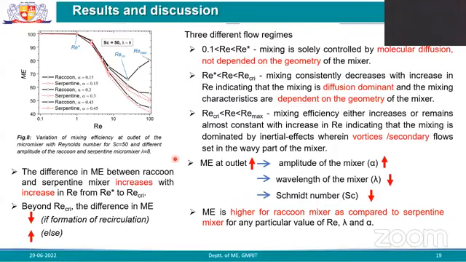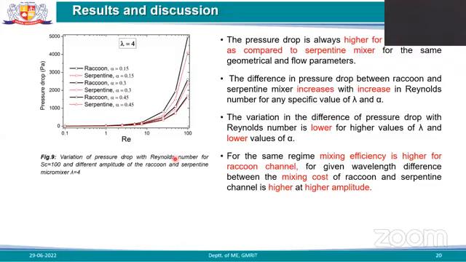Otherwise that difference will increase. Now if we discuss the case of pressure drop, the pressure drop is always higher for the Racon micromixer as compared to the Serpentine micromixer, for the same geometrical parameters and flow parameters. And the difference in the pressure drop between the Racon and Serpentine micromixer increases with increase in Reynolds number for any specific value of alpha and lambda.